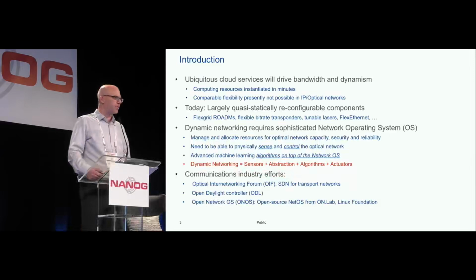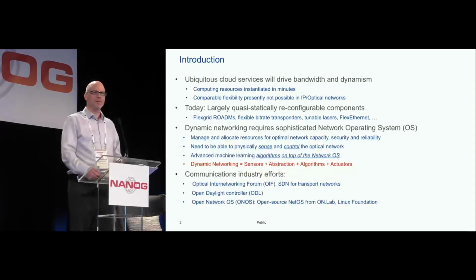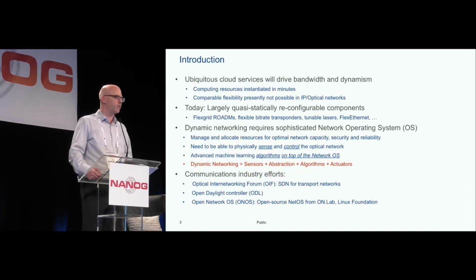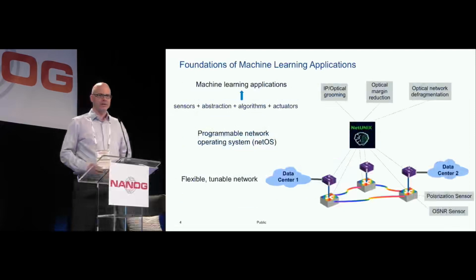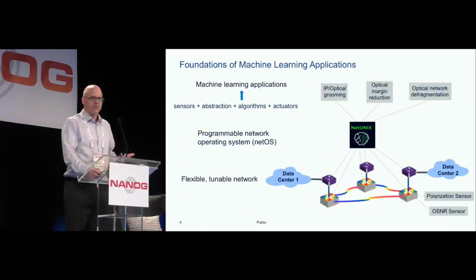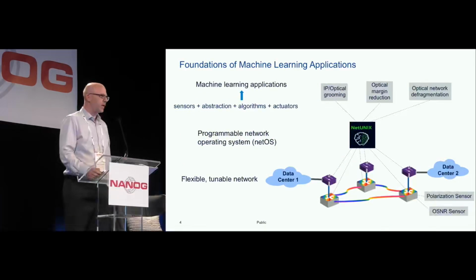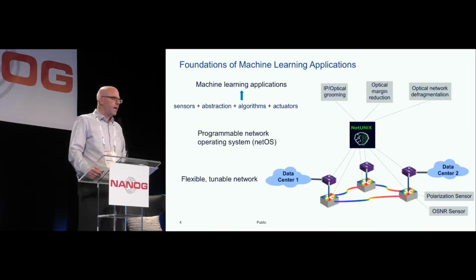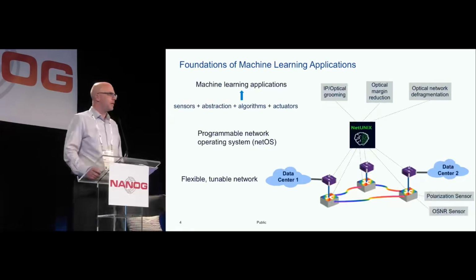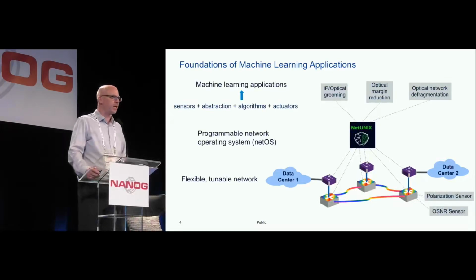Fortunately, there's a number of communication industry efforts that are working on software-defined networking for transport networks, like the OIF. There's the OpenDaylight controller and the Open Network OS, or ONOS, which is an open source NetOS from ON.Lab and the Linux Foundation. As the foundation of machine learning applications, underlying the NetOS, we have a flexible tunable network. Here I show the NetOS as NetUnix, which is a prototype network operating system that we're working on at Bell Labs, and it's based on top of ONOS.